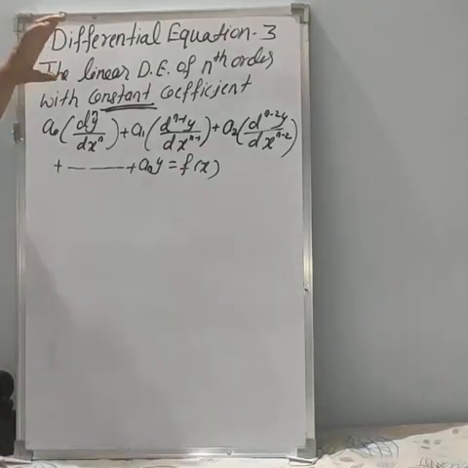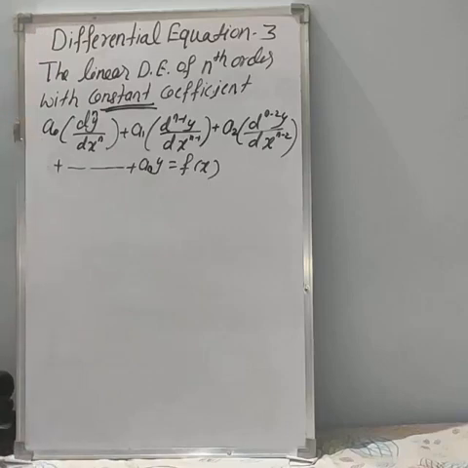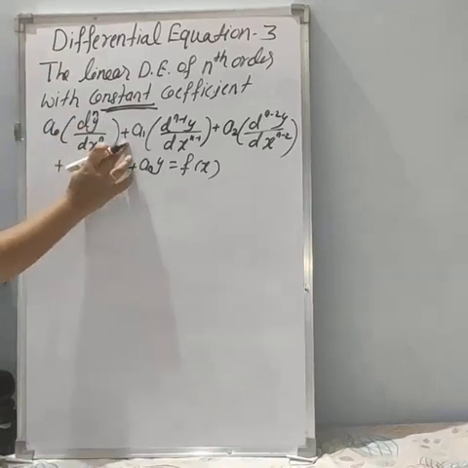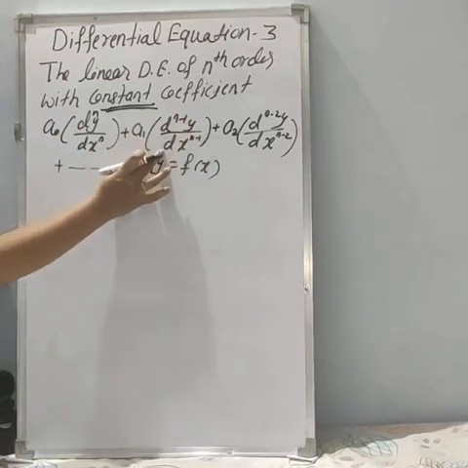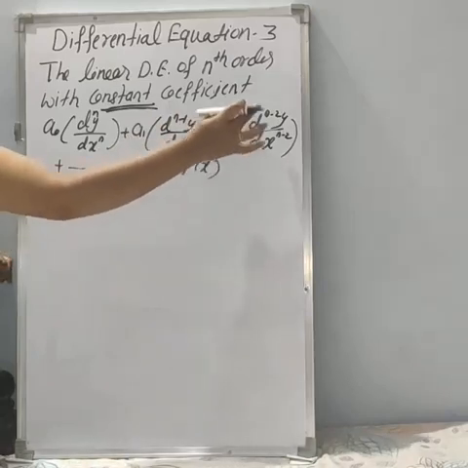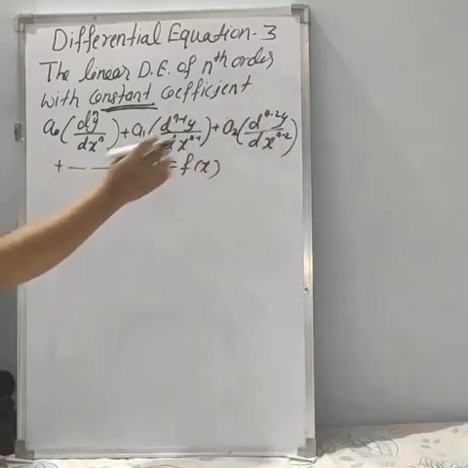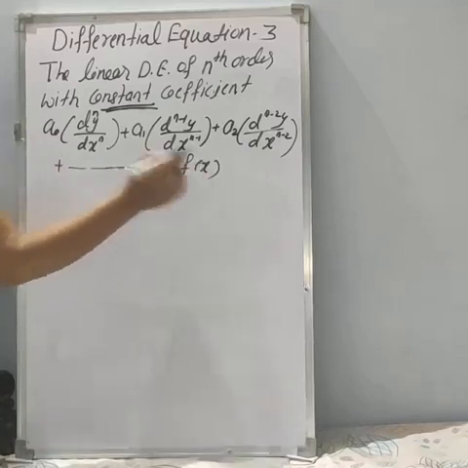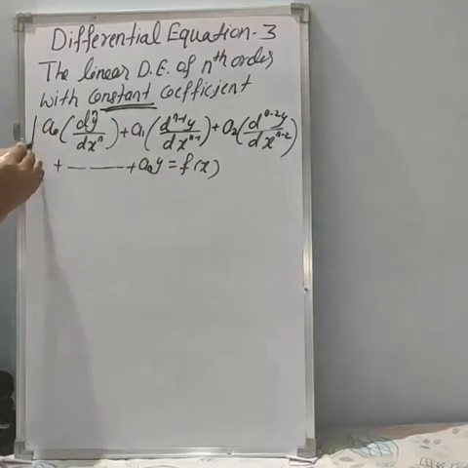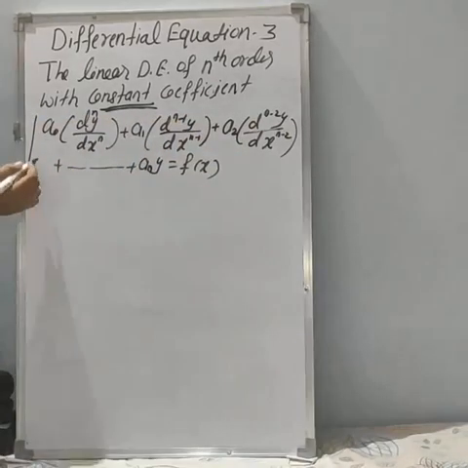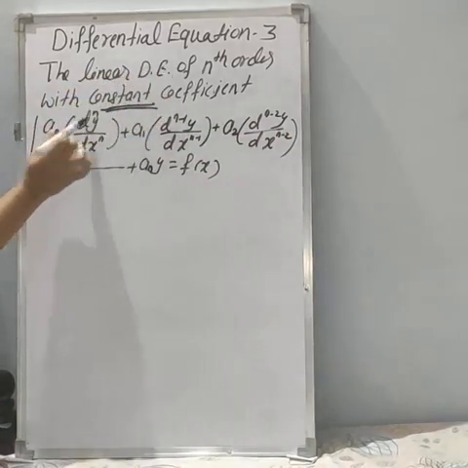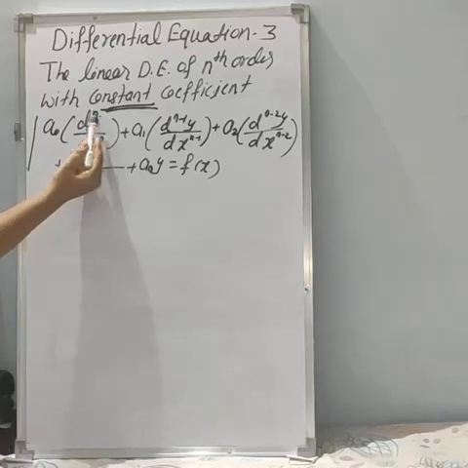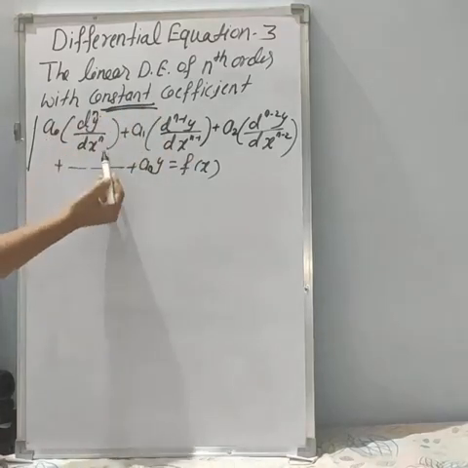First, the linear differential equation of nth order is given by a0 d^n y/dx^n + a1 d^(n-1) y/dx^(n-1) + a2 d^(n-2) y/dx^(n-2) + and so on, and the last term is an y. This is equal to f of x. This type of equation is called a linear differential equation of nth order. If you see here, the higher order is n.